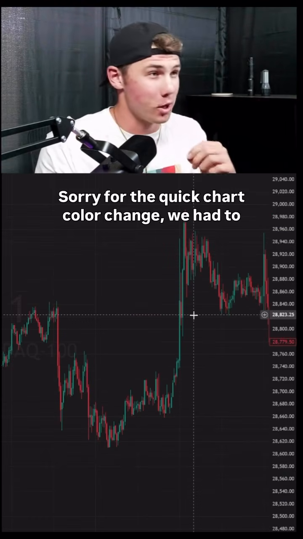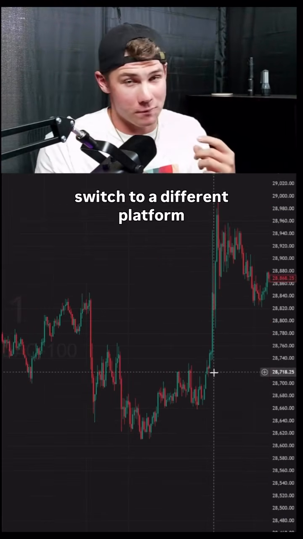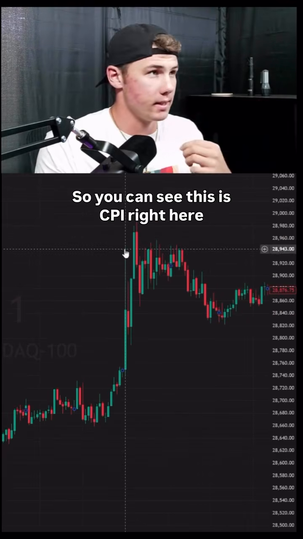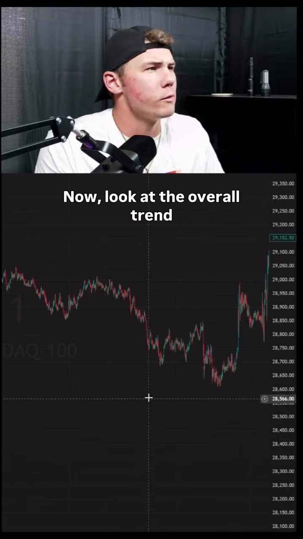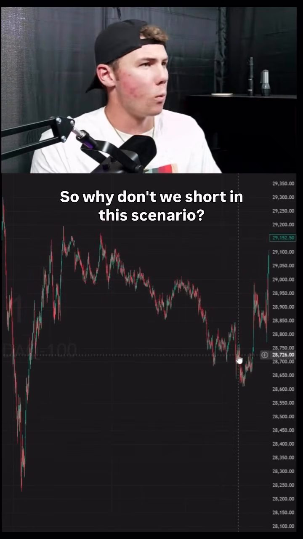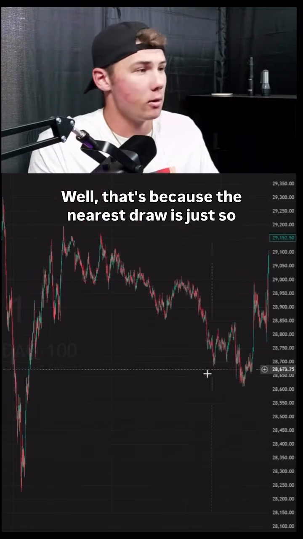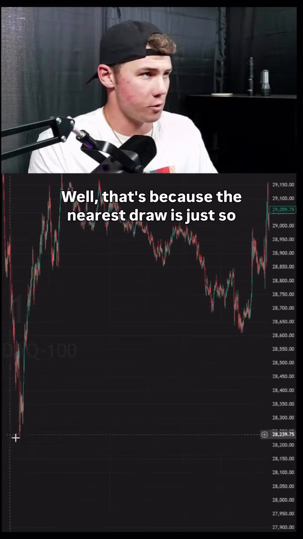And you can see this plays out right here. Sorry for the quick chart color change. We had to switch to a different platform. So you can see this is CPI right here. It immediately displaces higher. Why do we displace higher? Now look at the overall trend. We're actually bearish. So why don't we short in this scenario? Well, that's because the nearest draw is just so far away.